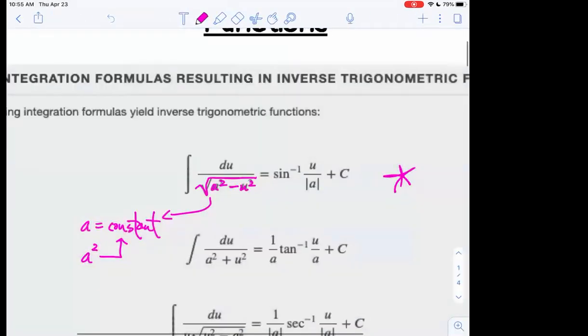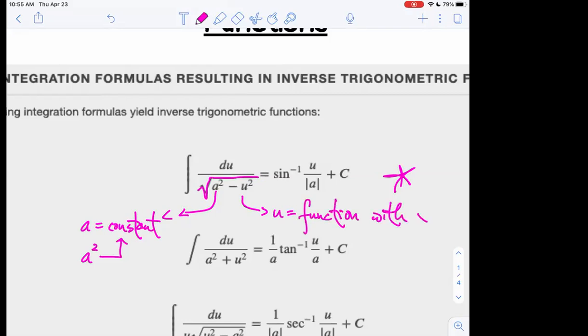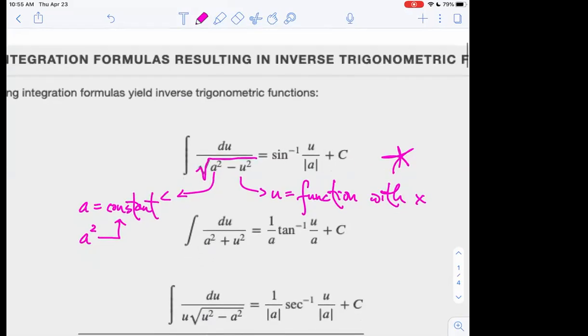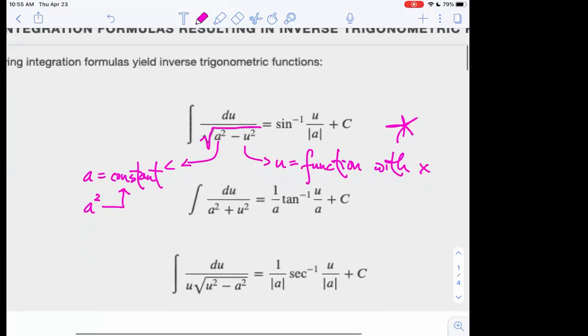Okay. And let me just get rid of that part. All right, so the square root here, you've got your a, and then your u is going to be some function with x, all right? That is going to give you the inverse sine of u over the absolute value of a.